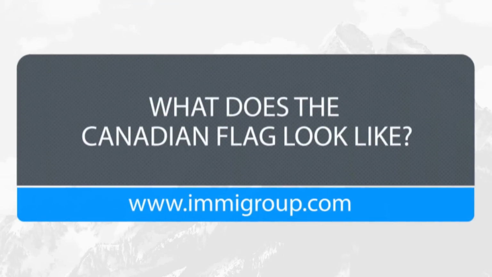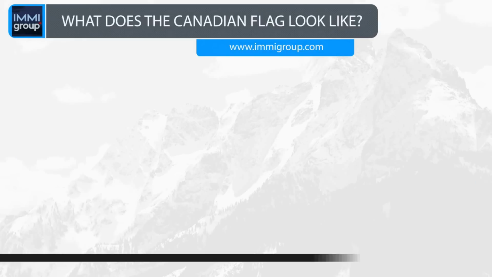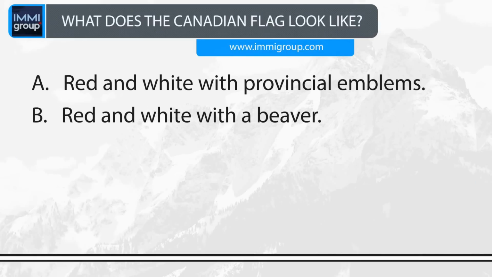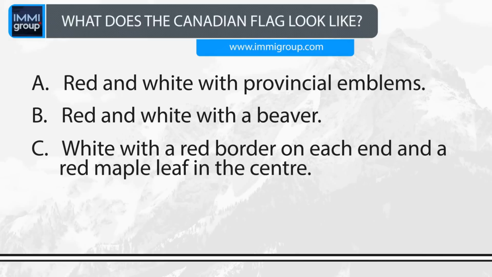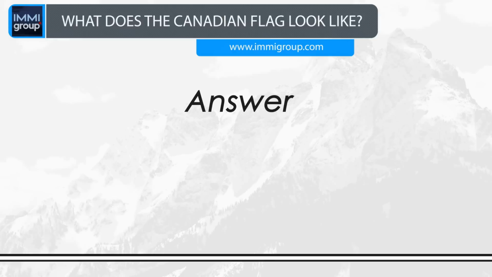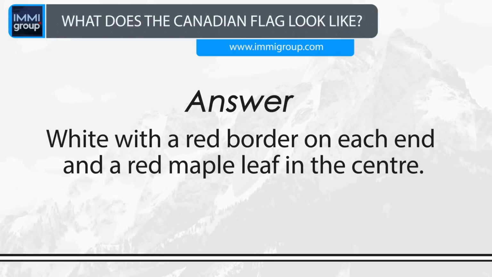What does the Canadian flag look like? A. Red and white with provincial emblems. B. Red and white with a beaver. C. White with a red border on each end and a red maple leaf in the centre. D. Red with a white maple leaf. Answer: white with a red border on each end and a red maple leaf in the centre.